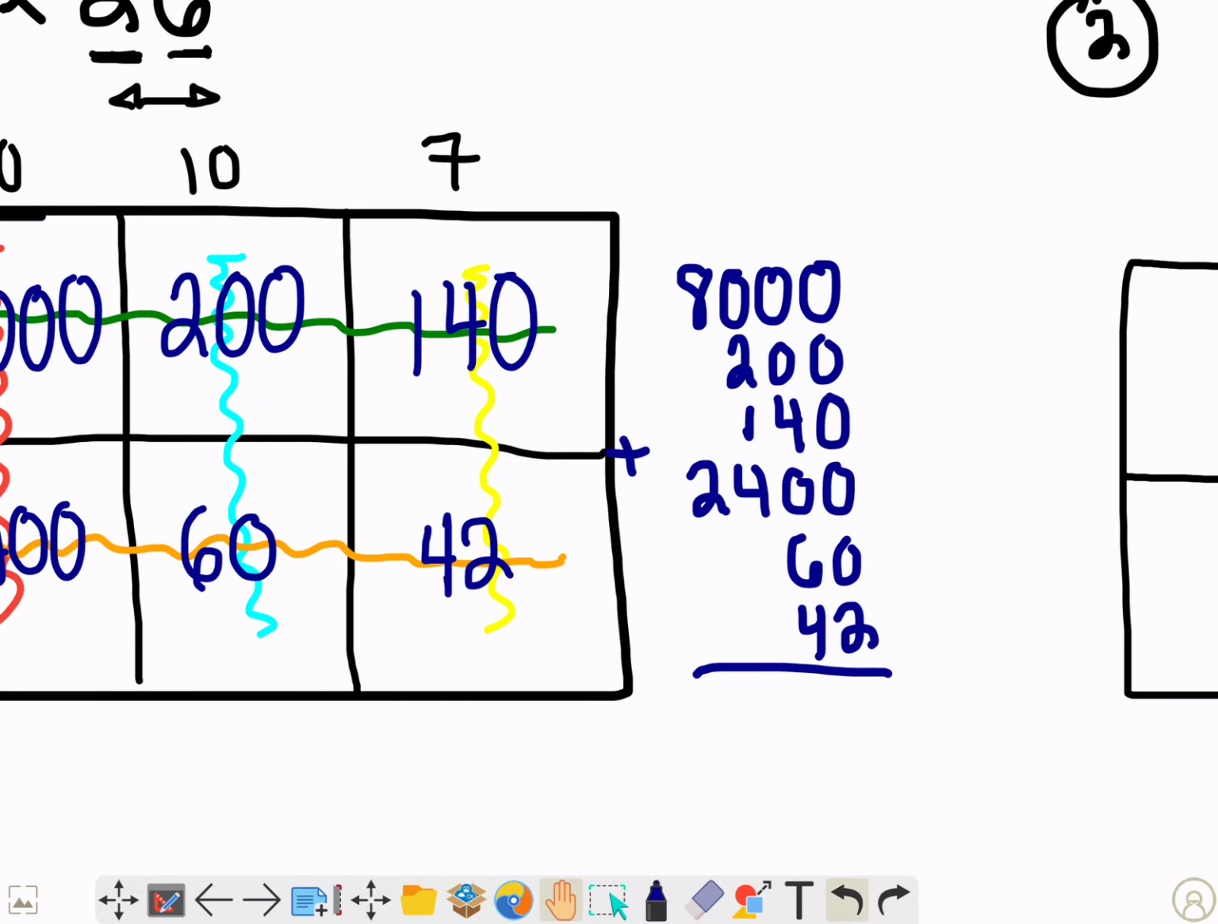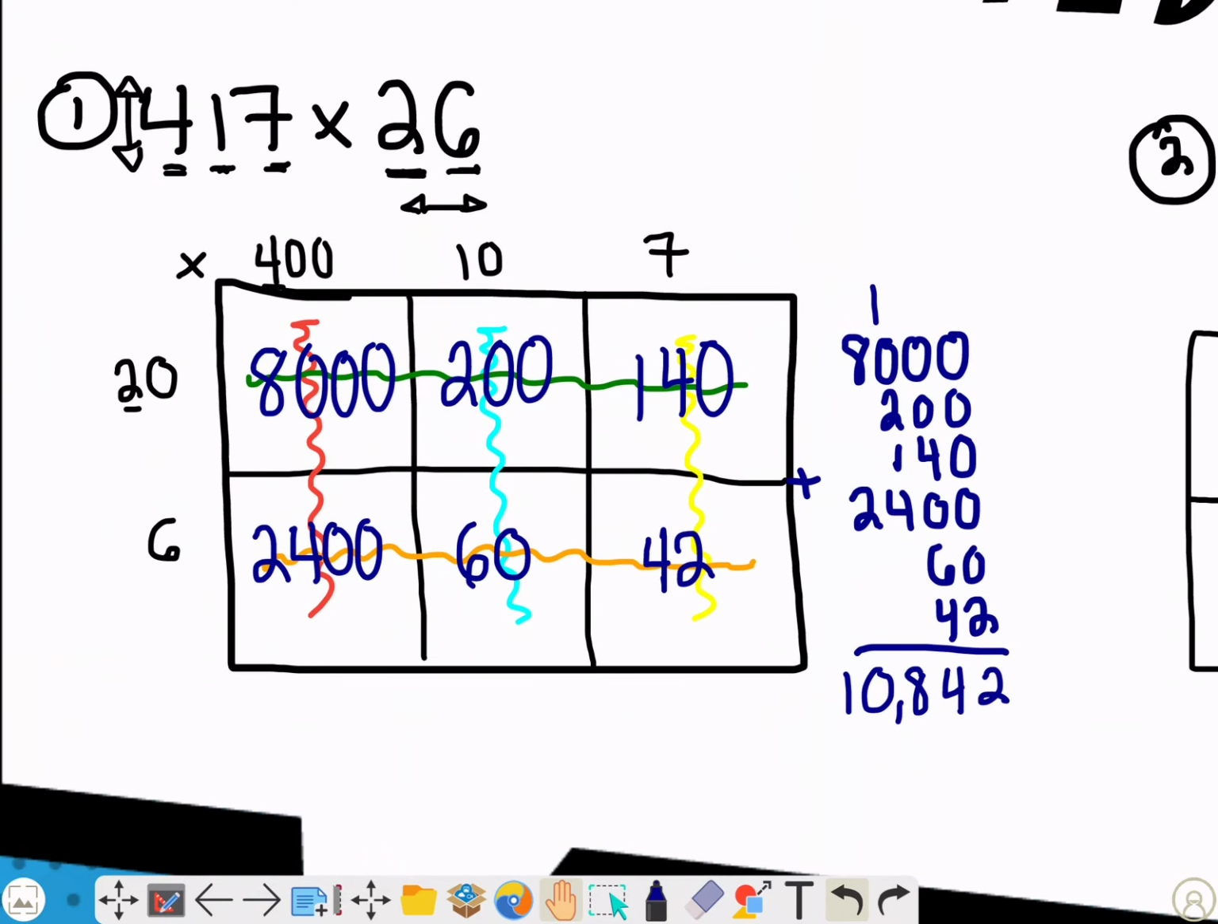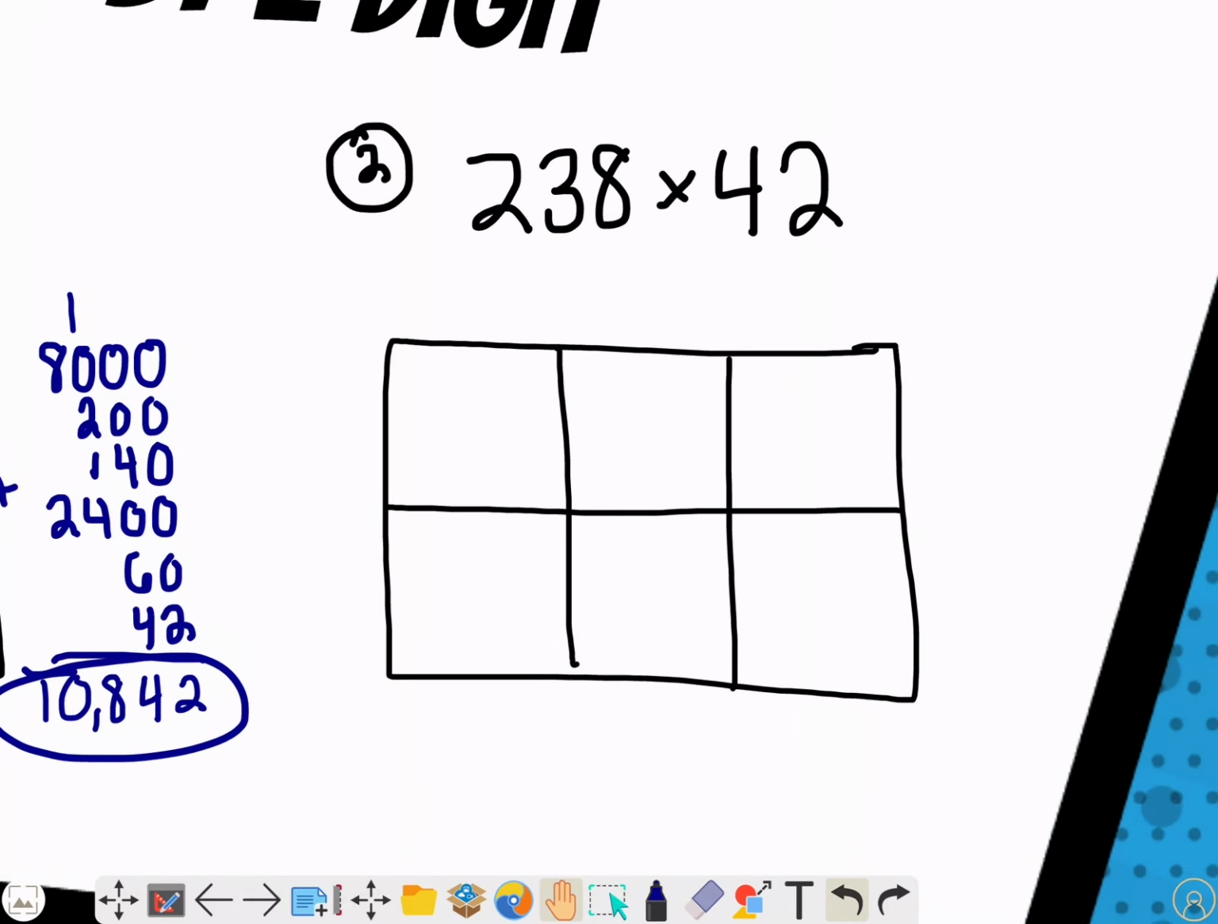So 0 plus all these zeros plus 2 is 2. 4 plus 6 is 10. Plus 4 is 14. Carry the 1. 1 plus 2 is 3. 3 plus 1 is 4. 4 plus 4 is 8. And 8 plus 2 is 10. Make sure to put your comma. So you have your answer for 417 times 26. You get 10,842.